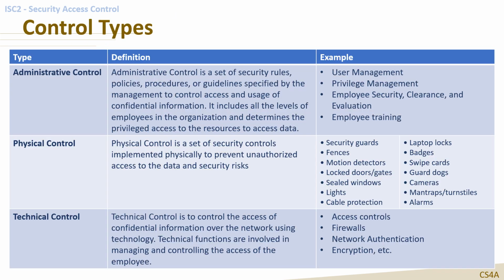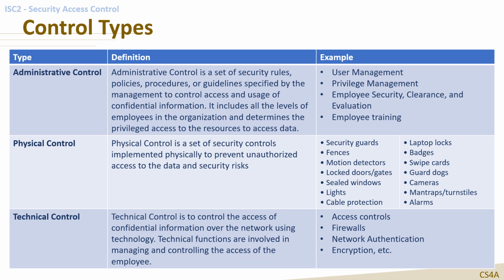Here we'll see the details of the control types. First we'll see the administrative control. Administrative control is a set of security rules, policies, procedures, guidelines specified by the management to control access. Examples are user management, privilege management, employee security clearance and evaluation, and employee training. This is the administrative effort that management decides: what policies, what procedures, and what user acceptance policy we need to follow. All those things come under administrative control.